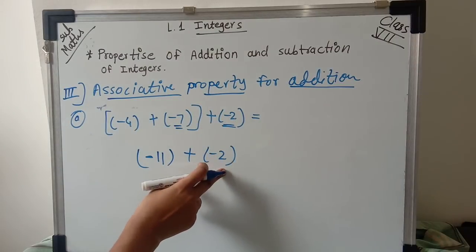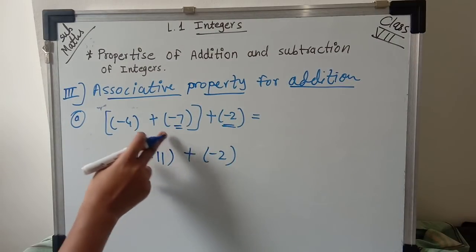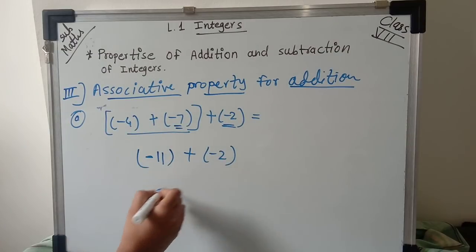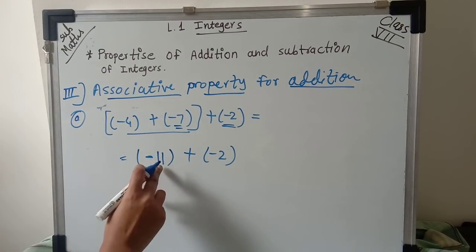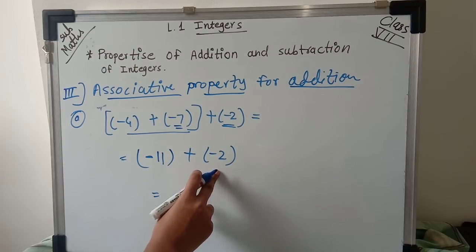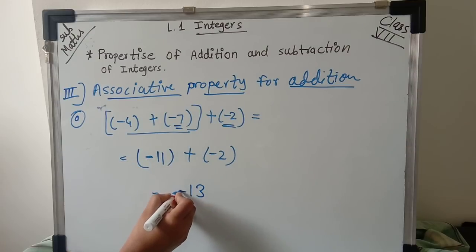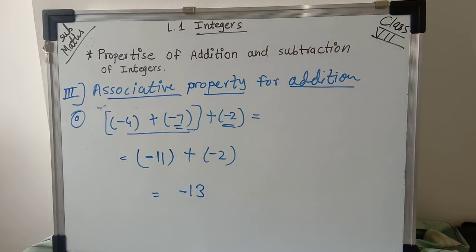Now we have to add the minus 2 to the value of these two integers. So here again two negative integers are there, so minus minus becomes plus. 11 plus 2 is equal to 13, and 11 is the bigger integer, so we will give the sign of that number. So we got minus 13 over here.